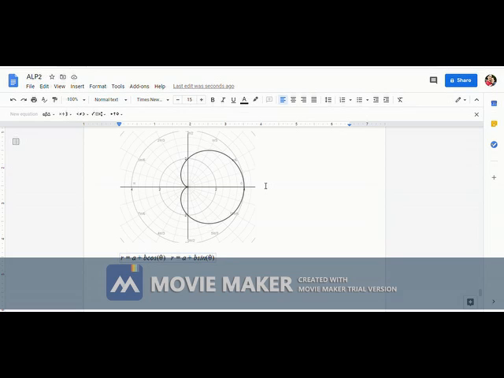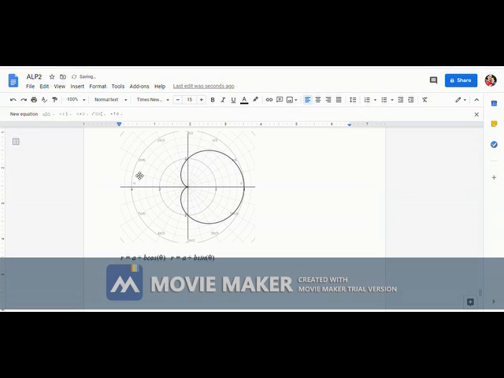Positive cosine will go to the right, negative cosine will go to the left. Positive sine will go up and negative sine will come down. That makes sense. With x and cosine being related, this is where the positive x is and this is where negative x is. So in this one we see that we have cosine.